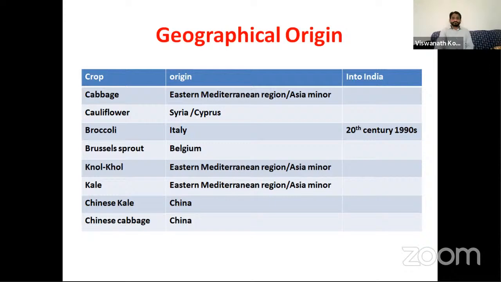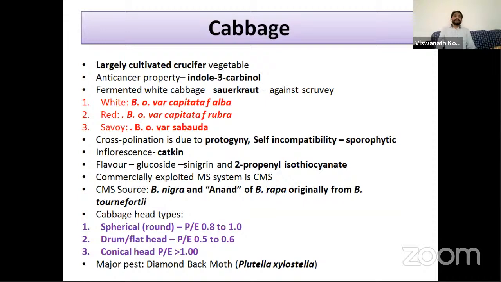So we see the cabbage. Cabbage is a largely cultivated cruciferous vegetable, and it has an anti-cancer property due to the presence of indole-3 carbinol. And there is one fermented product, a popular product from cabbage, sauerkraut.